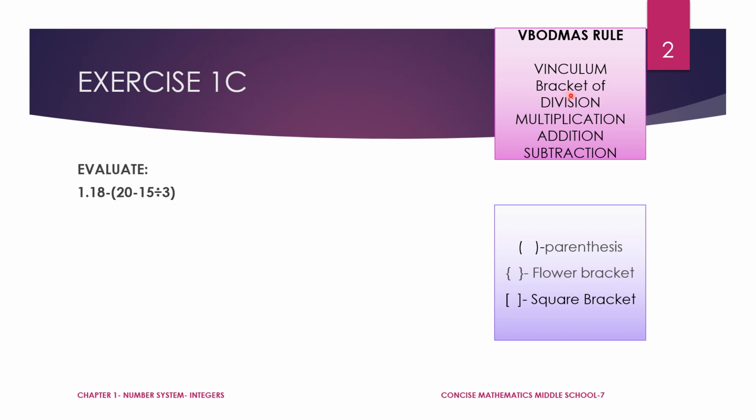So next is bracket. Which bracket should be solved first? Parenthesis, right? So here this is the parenthesis. 20 minus 15 divided by 3 is in a parenthesis. Even inside the bracket, which should be given the first preference: division, multiplication, addition or subtraction? From these four, you need to solve the division first. That means 15 divided by 3 should be solved first. I hope you understood very clearly.